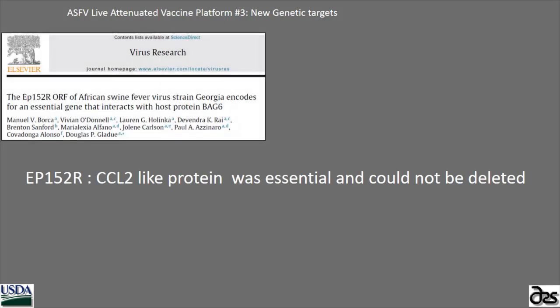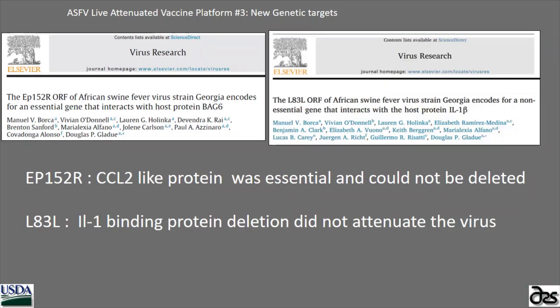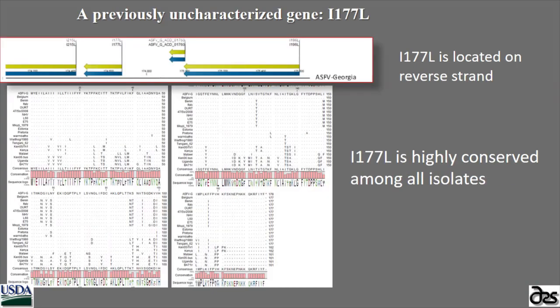And we started with a gene called EP152R, which was predicted to be a CCL2-like protein, and this was essential and cannot be deleted. We also looked at L83L, which was an interleukin-1 binding protein, and this deletion did not fully attenuate the virus. But today I'm going to talk about a new gene, and this gene is I177L.